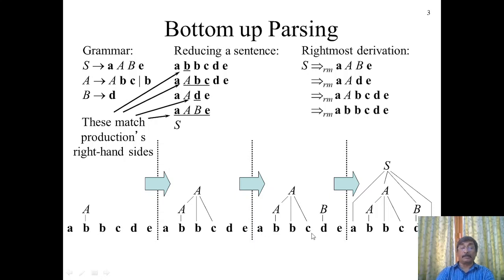So this is the forest. In this forest, the roots of these trees, if I collect them from the left to the right, that gives me the present sentential form. And now, this small a, this capital A, this capital B, and this small e are all clubbed together to a capital S, because there is a rule like that, and therefore this is called the construction of the tree, the construction of the parser in a bottom-up manner. So that is what we have done.